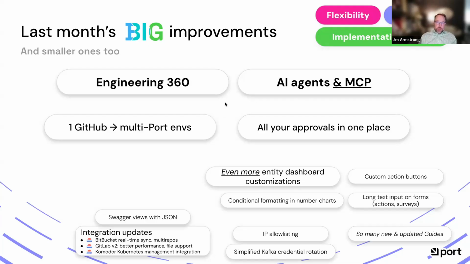But those aren't the only things we released in April. We had several other really important releases as well. We had some GitHub improvements, and one big one where you can now connect GitHub to multiple environments. I'll talk more about what that means. Some of our customers have multiple Port environments, so we'll look at that. Some workflow improvements and some customization improvements.